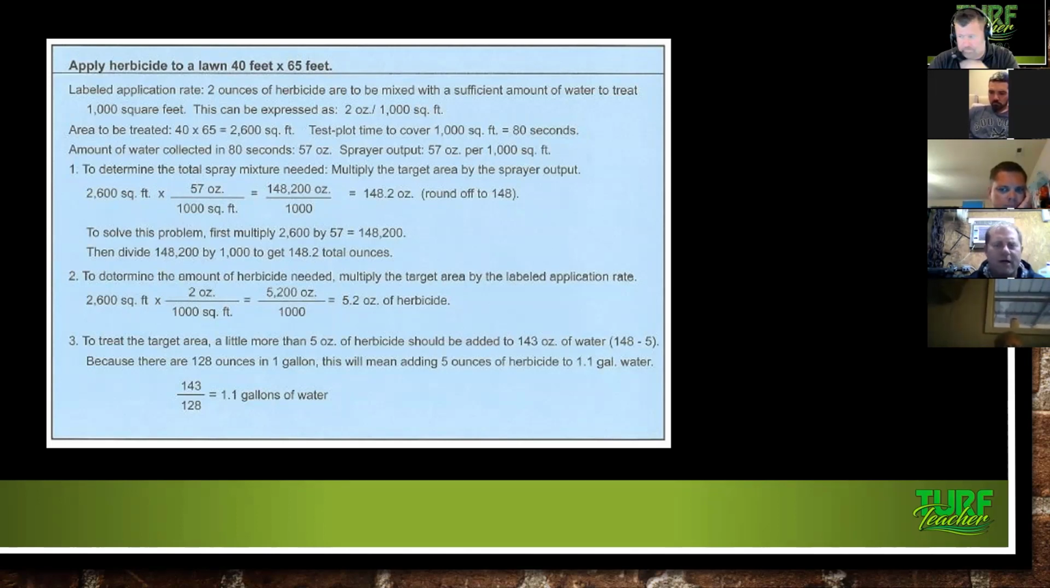The rest is chemical. So our total spray mixture is the 148. And so we've got to subtract our pesticide from the total spray mixture, and the rest of it is water. So 143 ounces of water and a little more than 5 ounces of herbicide, and that will get us our total spray mixture to treat the 40 by 65 square foot lawn. And so basically we're going to have just about 1.1 gallons of water because there's 128 ounces in a gallon.